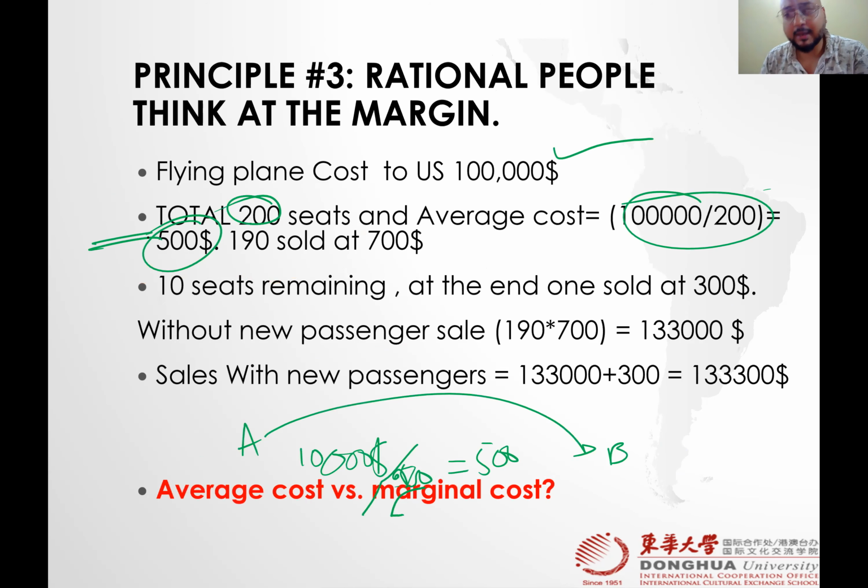So you found out that you sold 190 seats at $700. How much do you get? If you multiply your total sales or total revenue, 190 multiplied by 700, the answer is 133,000, right? Now there are 10 vacant seats, right? There are 200, 190 sold, 10 left.